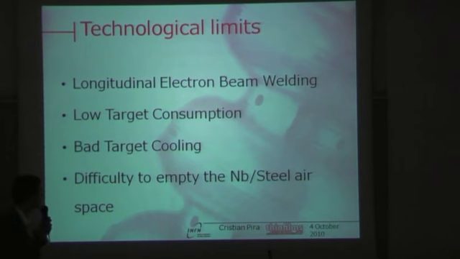About technological limits, you know that the cylindrical cathode is difficult to build. For example, it needs a longitudinal electron beam welding, and the target is eroded only in a small area in the middle of the cell cavities. Also, there is an airspace between the niobium cathode and the inner tube of stainless steel. That is the cause of poor target cooling, and it is also very difficult to cool down and to pump down.